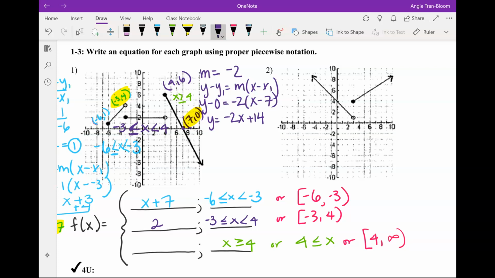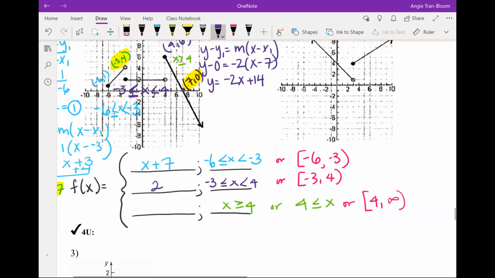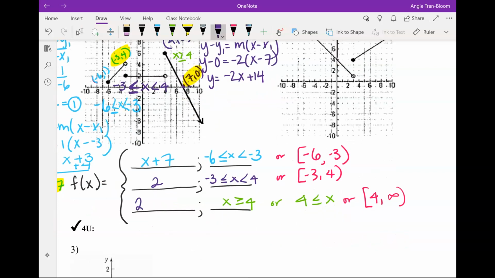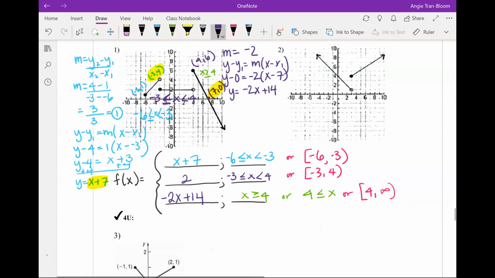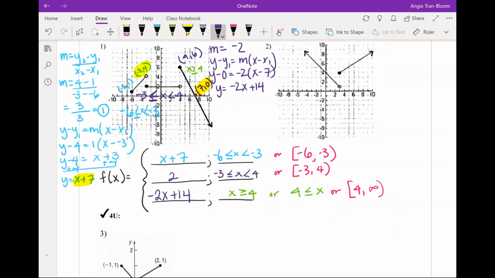What do we do now? Write it in. y equals -2x plus 14 on that line? No. No, just what? -2x. -2x plus 14. Good job. Now, guess how many functions that is? One function. How many pieces? 3.